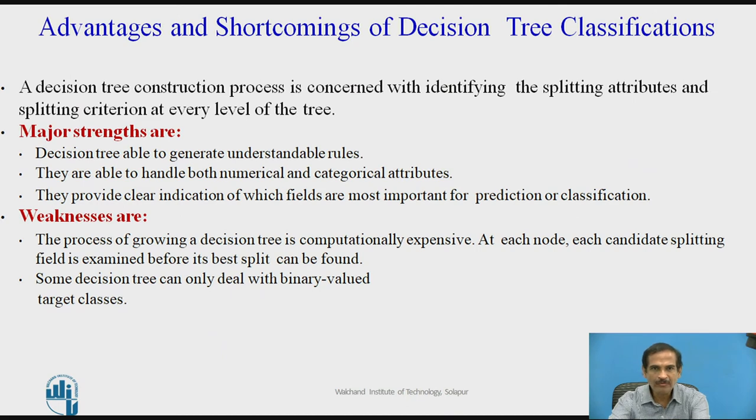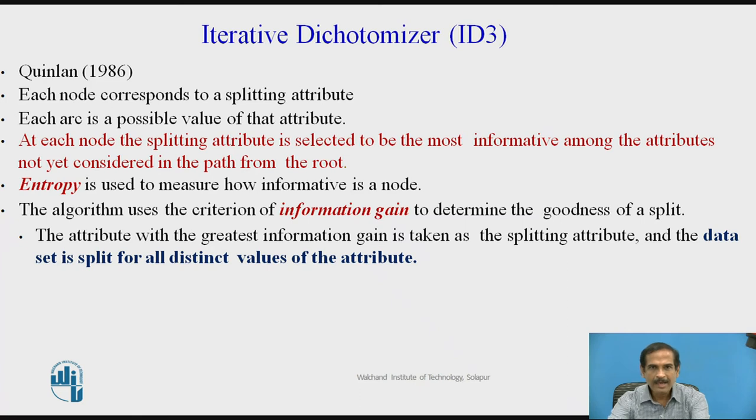The advantage of using a decision tree is that decision trees are able to generate understandable rules. They are able to handle both numerical and categorical attributes, and they provide a clear indication of which fields are most important for prediction or classification. Weaknesses are that growing the decision tree makes computations expensive, and some decision trees can only deal with binary valued target classes. The ID3 algorithm uses the decision tree.